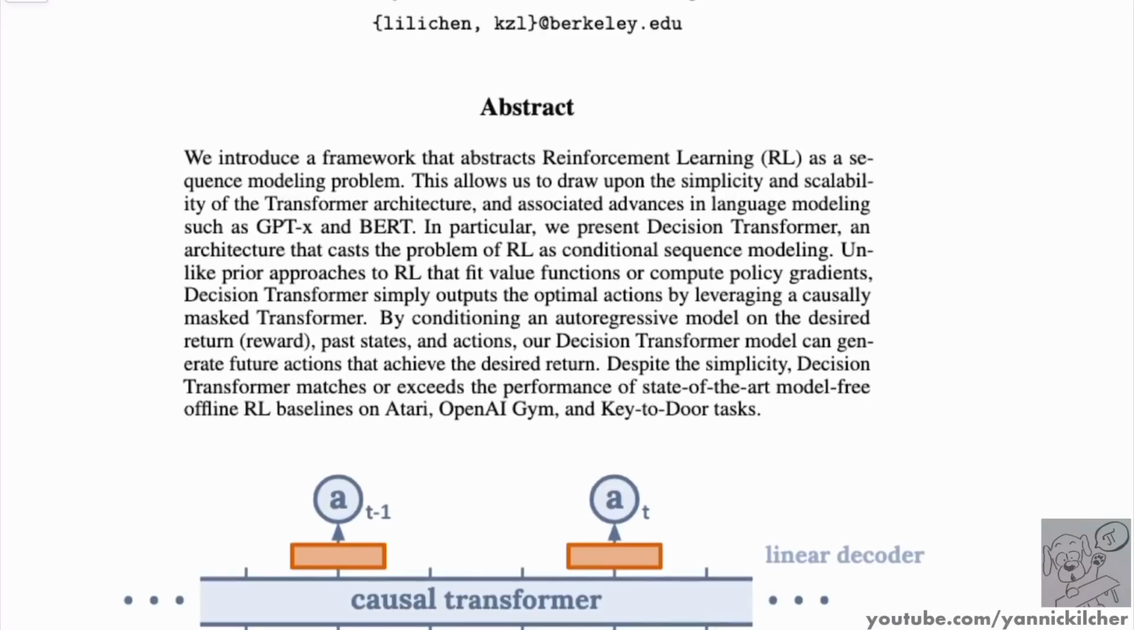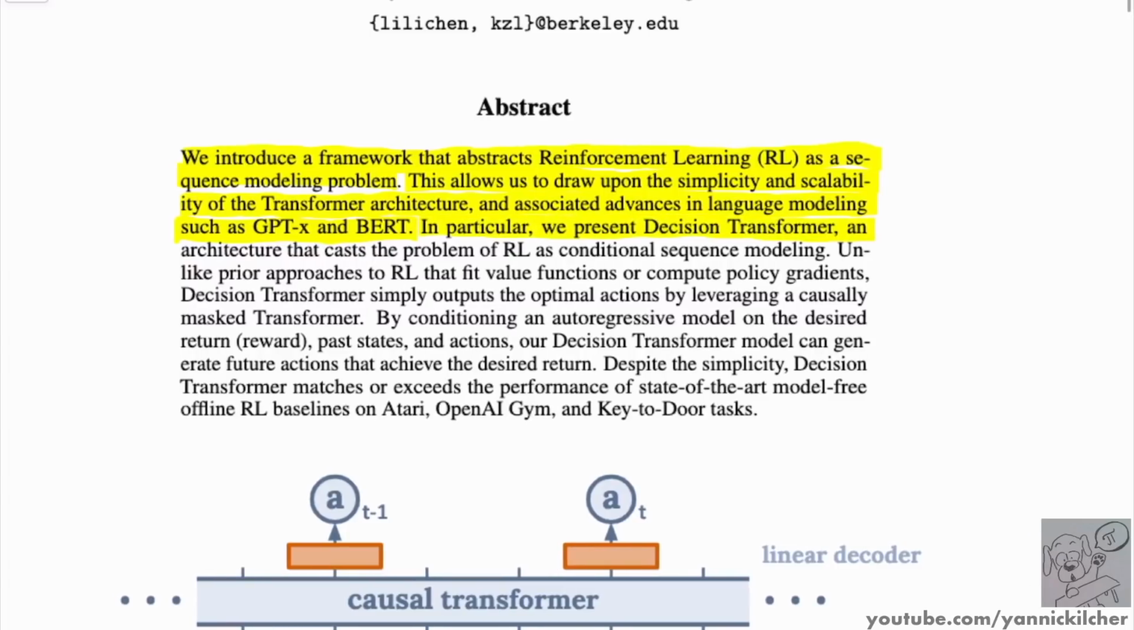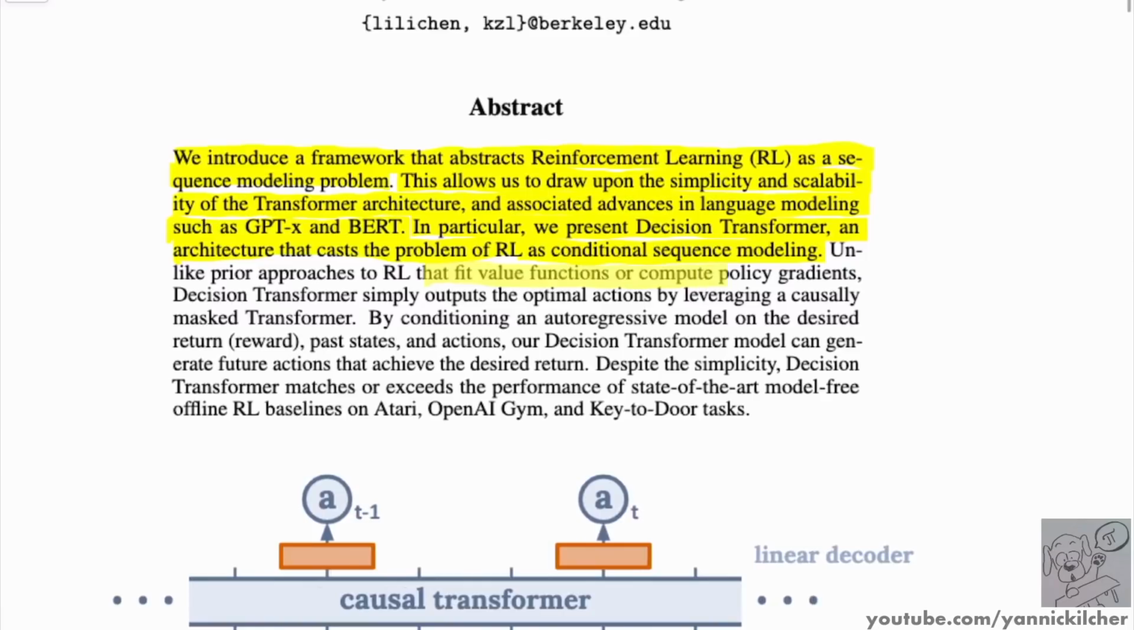They say, we introduce a framework that abstracts reinforcement learning as a sequence modeling problem. This allows us to draw upon the simplicity and scalability of the transformer architecture and associated advances in language modeling, such as the GPT line and BERT. In particular, we present the Decision Transformer, an architecture that casts the problem of RL as conditional sequence modeling, unlike prior approaches that fit value functions or compute policy gradients. Decision Transformer simply outputs the optimal actions by leveraging a causally masked transformer.